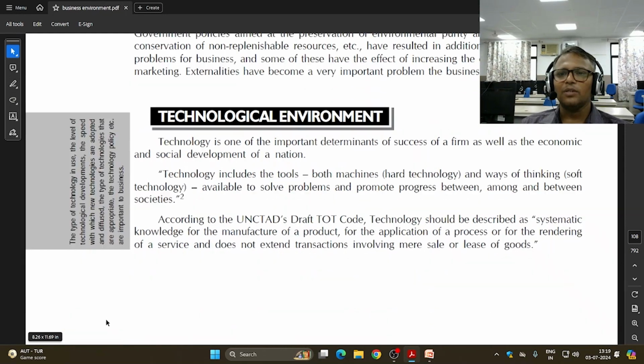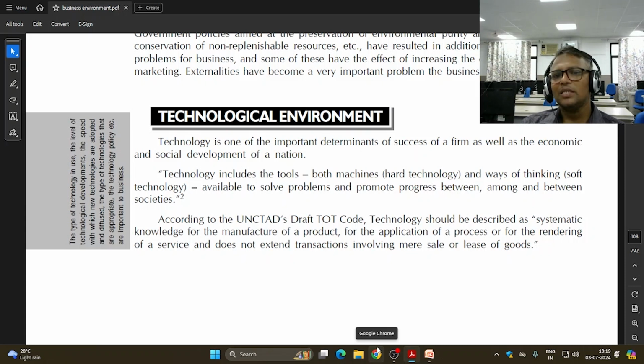Now we talk about the technological environment. See, technology is one of the most relevant components of the success of any firm as well as of the economic and social development of a nation. Technology includes both tools and machines. Tools and machines can be called hard technology, and the way you think represents soft technology. Thus, technologies are available to solve problems, which vary with progress among and between societies.